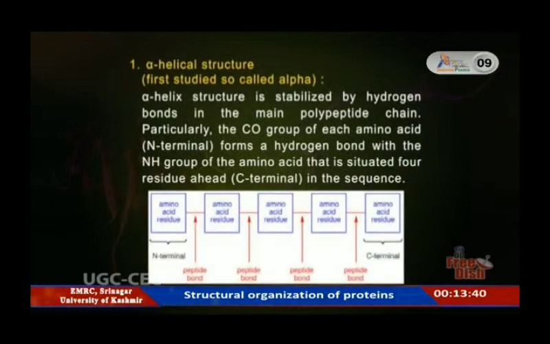Alpha helix structure is stabilized by hydrogen bonds in the main polypeptide chain. Particularly, the CO group of each amino acid at the N-terminal side forms a hydrogen bond with the NH group of the amino acid situated four residues ahead, meaning towards the C-terminal in the sequence. All the CO and NH groups form hydrogen bonds except those of amino acids close to both ends of the helix.